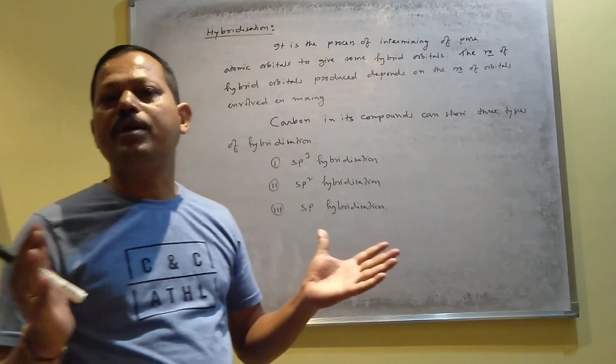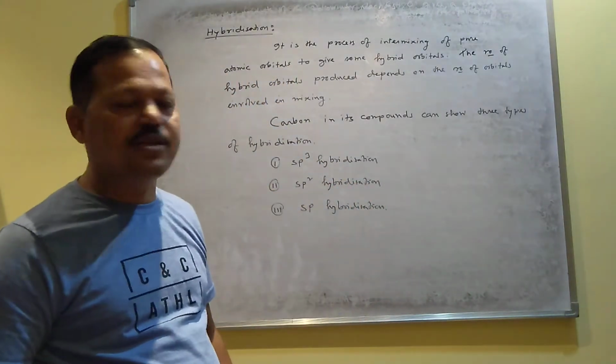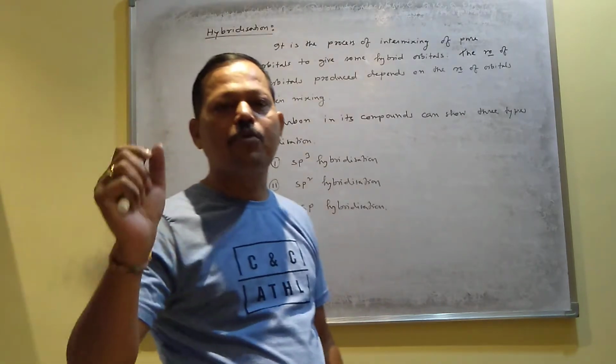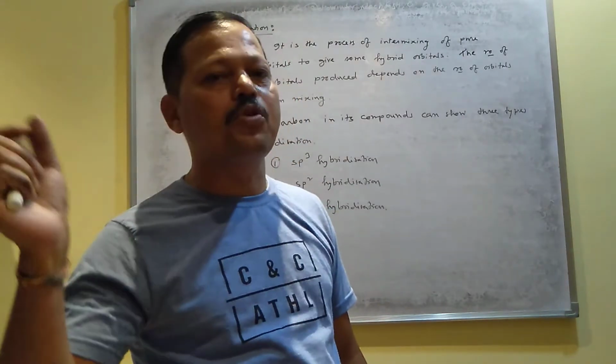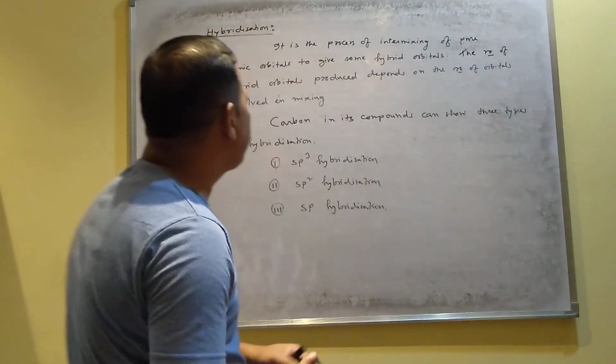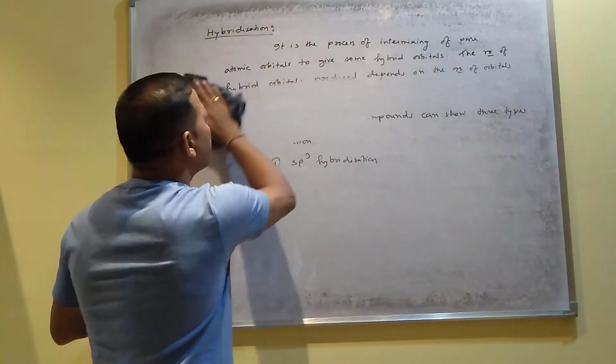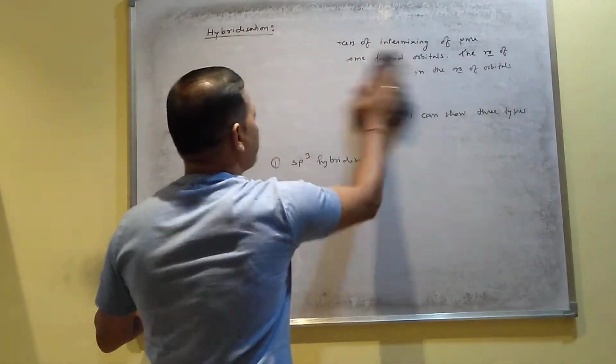So depending on the type of the compound, carbon can show 3 types of hybridization. You will get later in which compound carbon will show sp3, in which compound carbon undergoes sp2, and in which compound carbon undergoes sp. So first we will do sp3 hybridization.